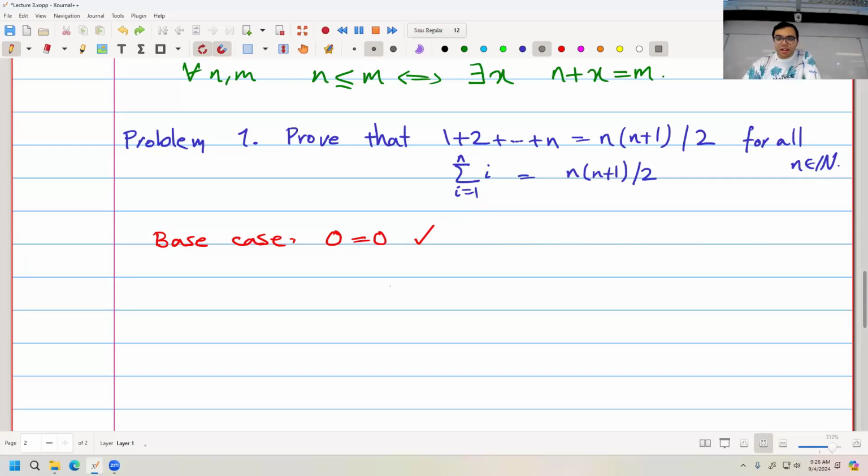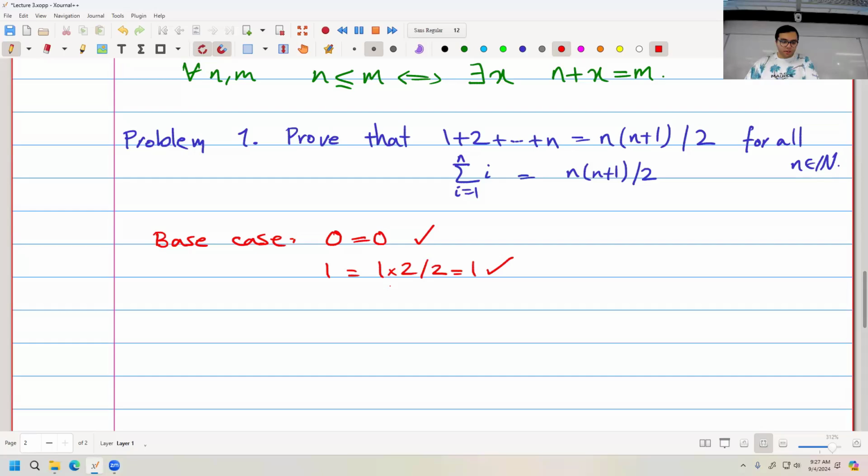Yeah. Okay, so that's my base case. Or alternatively, if you want to start from 1, you can say that my base case is that, well, 1 is equal to 1 times 2 over 2, which is, of course, 1. This is fine.